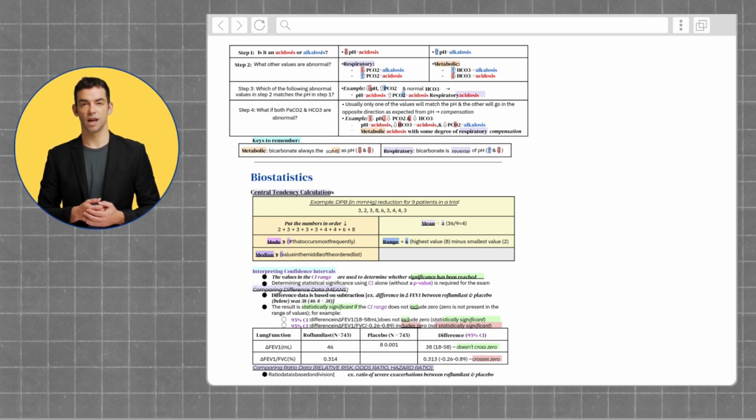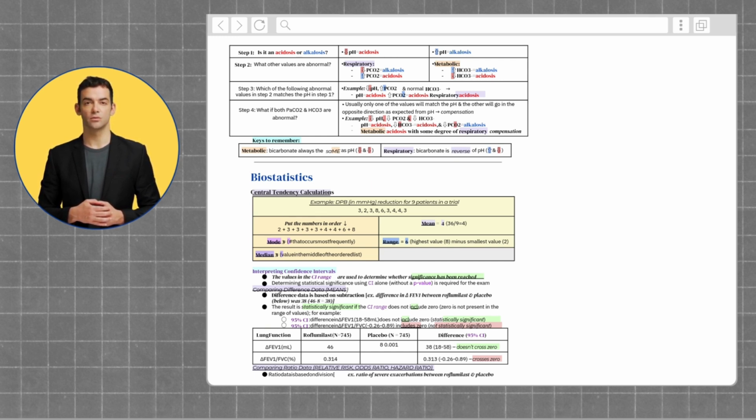Step 3. Which abnormal value matches the pH? Next, match the pH from step 1 with the abnormal value from step 2. If the pCO2 is causing the same disturbance as the pH, both acidic or both basic, the problem is respiratory. If the HCO3 is causing the same disturbance as the pH, the problem is metabolic. For example, if the pH is acidic and pCO2 is high, it's respiratory acidosis. If the pH is acidic and HCO3 is low, it's metabolic acidosis.